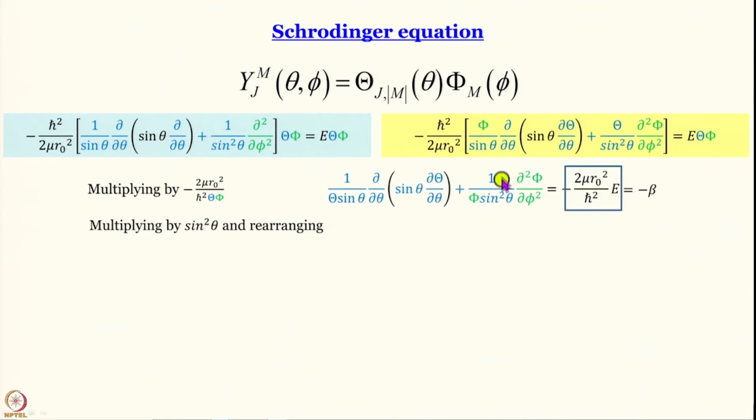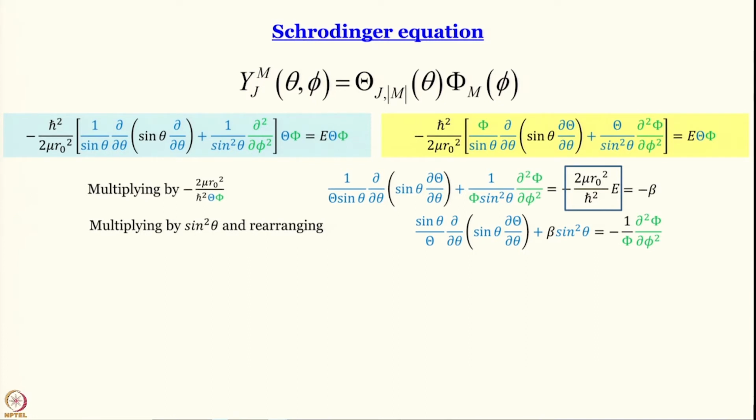Second term becomes 1 by capital phi d2 capital phi d phi 2. So, nothing in theta anymore. On the right hand side you have minus b multiplied by sin square theta. You are multiplying throughout by sin square theta, remember. So, if I bring that minus b sin square theta to the left hand side, and if I take this 1 by capital phi d2 capital phi d phi 2 to the right hand side, then the left hand side will be entirely in theta, right hand side will be entirely in phi, something like this.